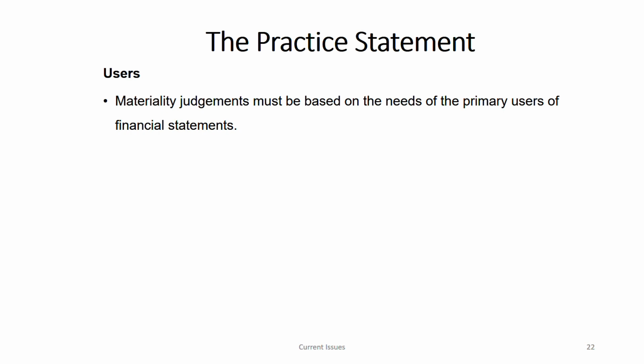Mostly it is your investor, the potential investor, and your creditor, the bank, the one who is giving you finance. These are the very primary users. There are so many other stakeholders, but these three are very primary. Okay, your creditor, your bank, and the shareholder, the investor, the potential investor.